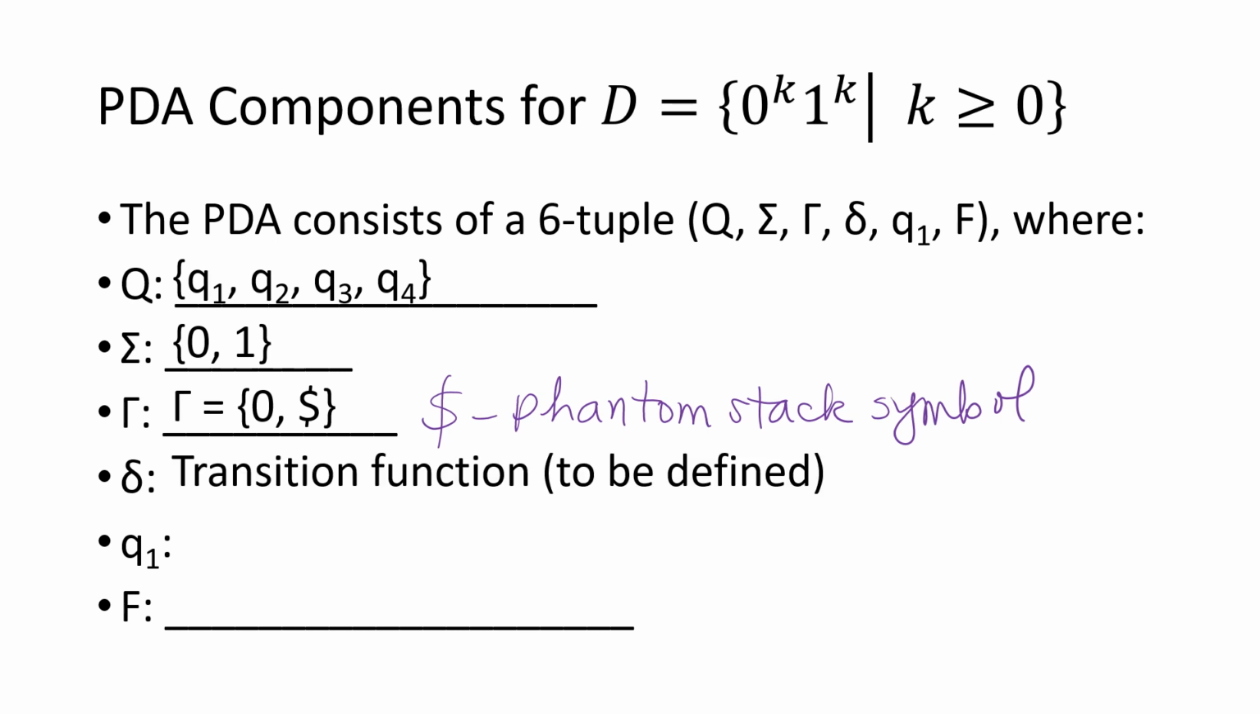We have a transition function, which I'll get into in a moment. Q1 is going to be my initial state, and my accepting states are going to be Q1 and Q4. And here, Q1 actually makes sense because that would be the empty string. So if you have an empty string, then that is in fact an equal number of zeros and ones, so it should be accepting. And then somehow we're going to count and push and pop to get 0 to the k, 1 to the k for k greater than 0.